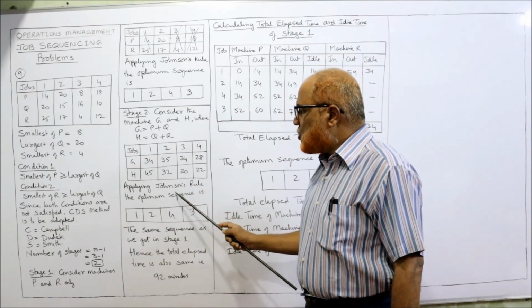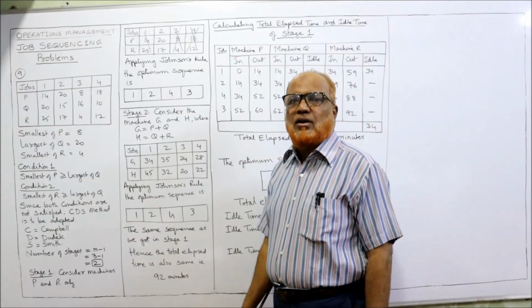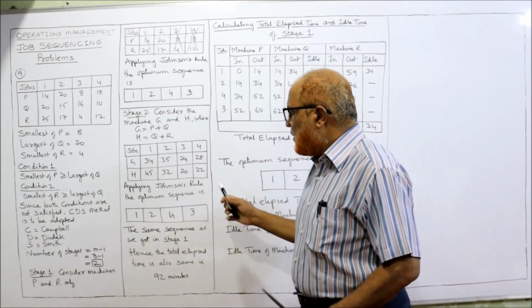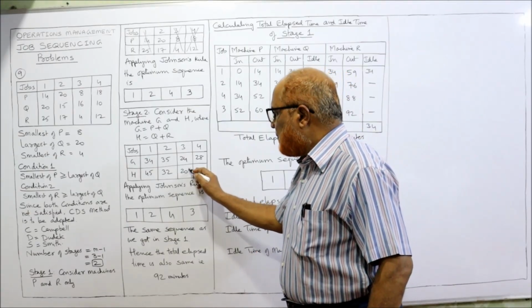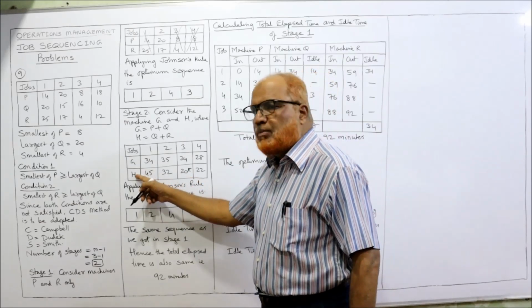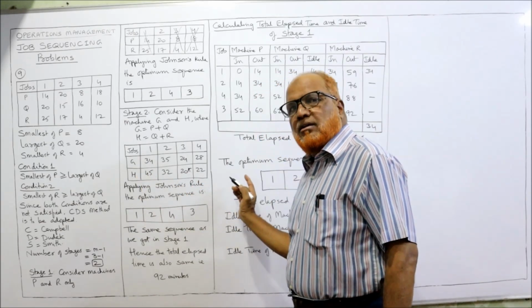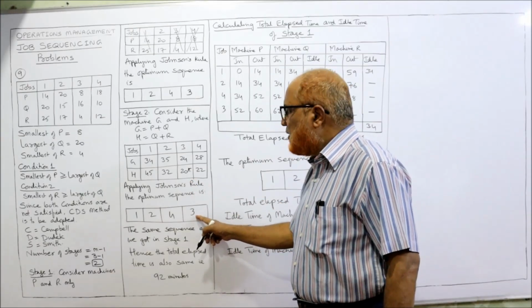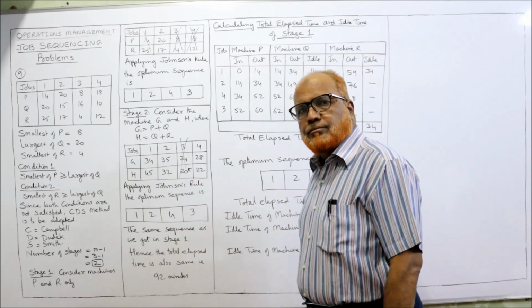Now, applying Johnson's rule, again we find out the optimum sequence. What is the minimum time among all these values? 20 is the minimum. For which job? Third job. On which machine? H machine, second machine. So to the right side. So this third job we will assign here, last cell. So one job is over.